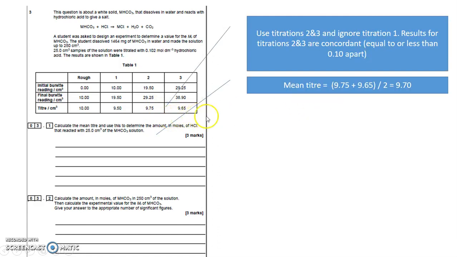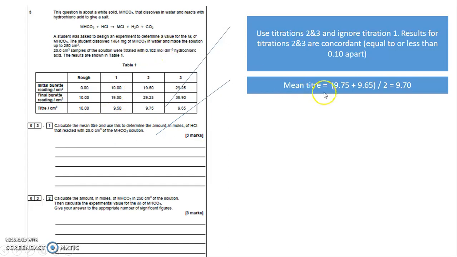So we add the two together, divide by 2, 9.70 is the mean titre. Look, I'm doing it to 3 significant figures because all of the other titrations, 1, 2 and 3, are to 3 significant figures as well. Now then, calculate the mean titre and use this to determine the number of moles of HCl.